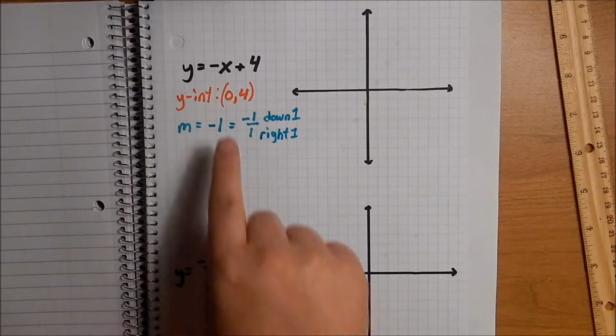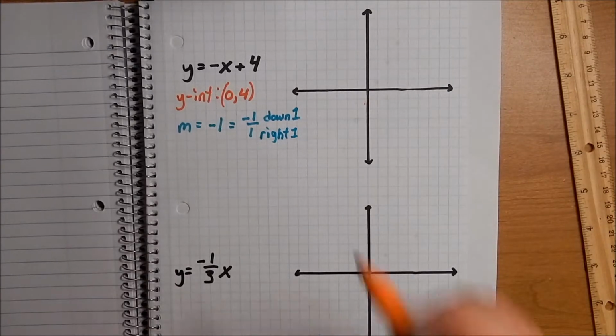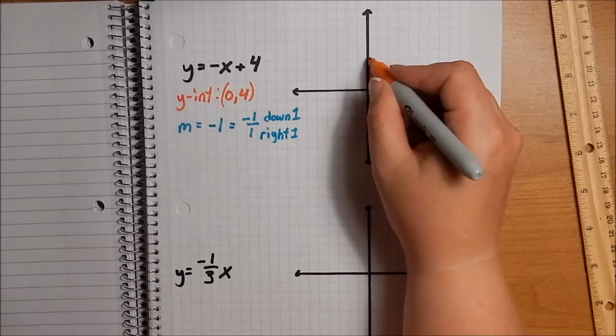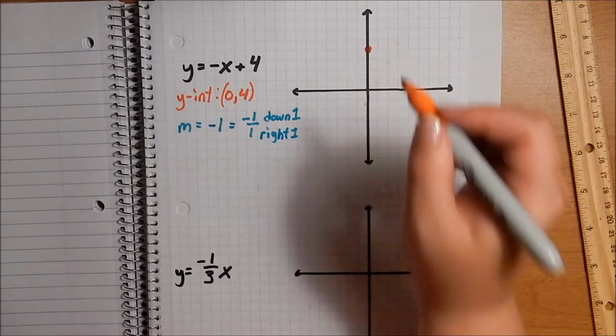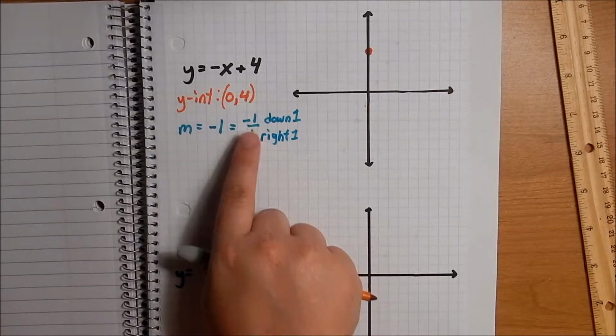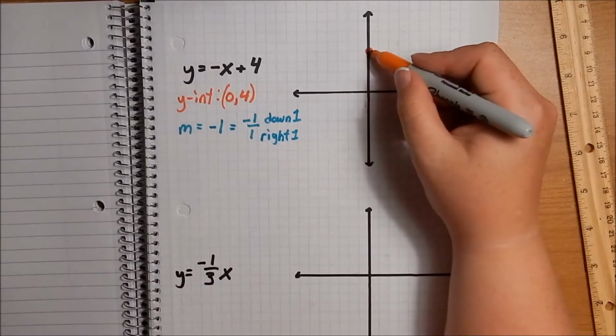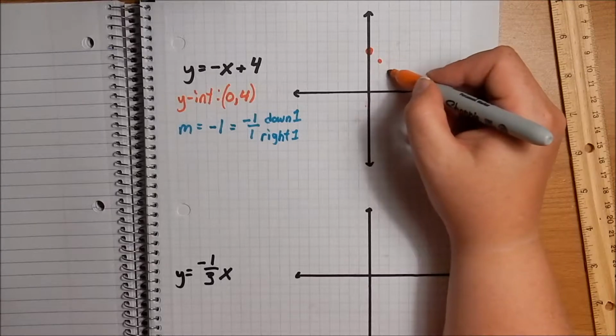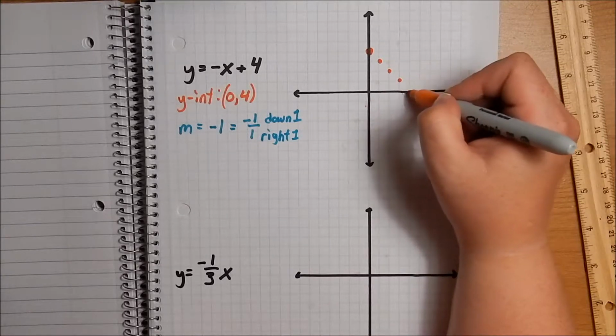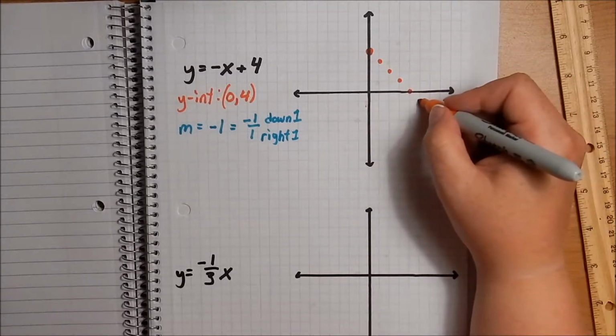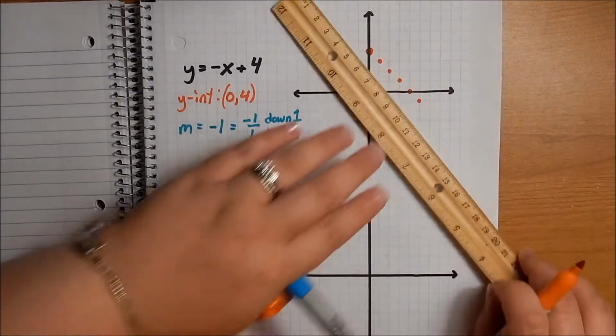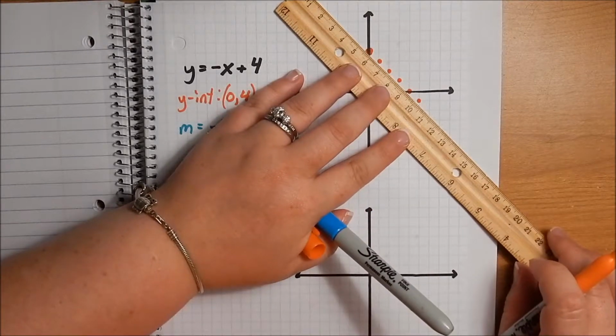Okay, so in our case, I'm going to put a dot on my graph at 0, 4, which would be right here. And then I follow my slope: down 1 to the right 1, and so on. Okay, connect the dots.